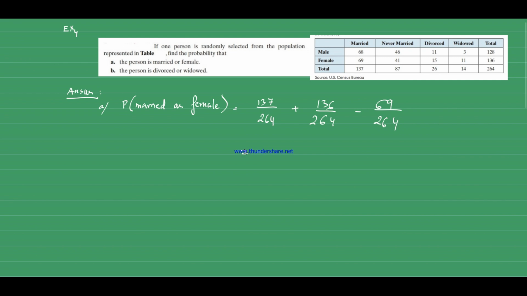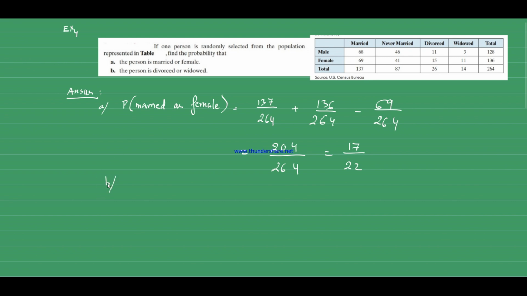Okay, so over here, go ahead and put it into the calculator. So we have 137. Be patient with me, okay? 137 plus 136 minus 69 gives you 204 over 264. You have to simplify that. 264. Around 17 over 22. I have to use the calculator. It's faster.